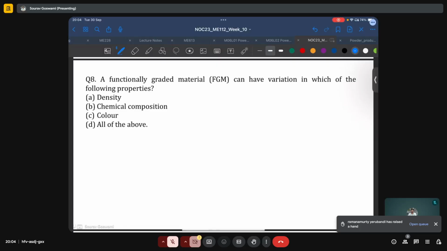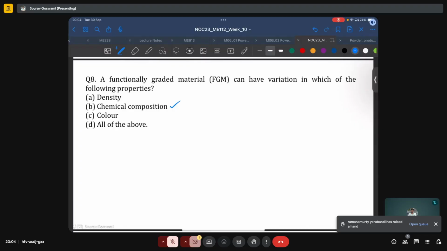Question 8 is asking us, a functionally graded material or FGM can have variation in which of the following properties? Is it in terms of density, an example of which is the human bone? Is it in terms of chemical composition, which is from the example we were discussing just previously? Or is it in terms of color? Or can all of the above be engineered into an FGM? Chemical composition we already saw in I think one of the previous questions, and also in the slides where we had the example of copper being combined with tool steel into a single part.